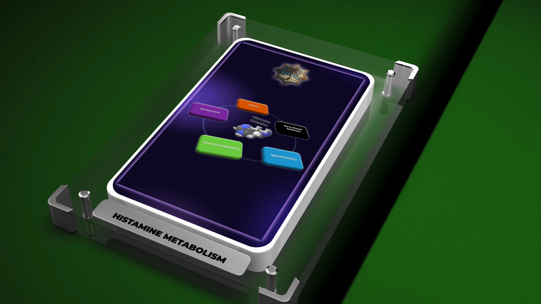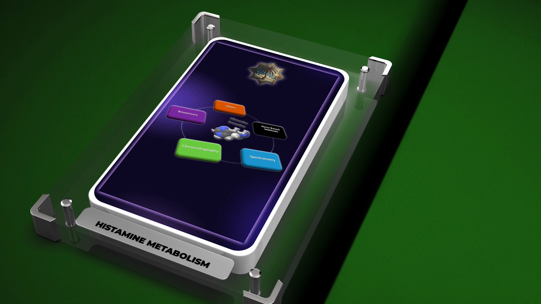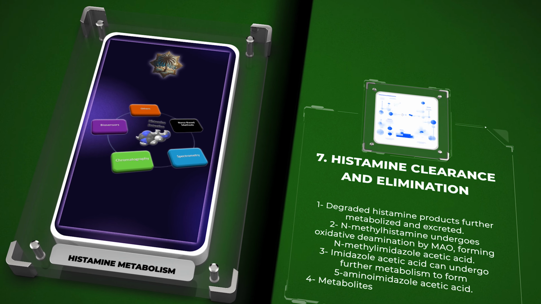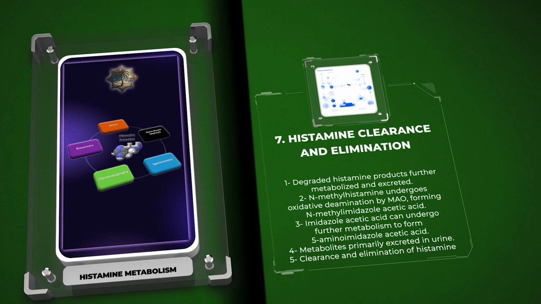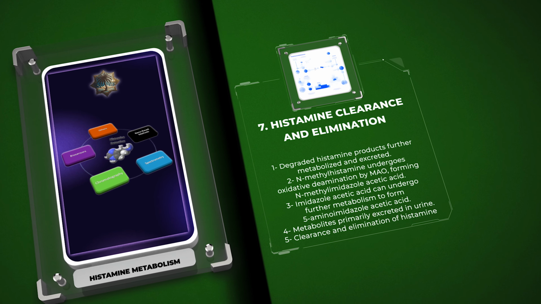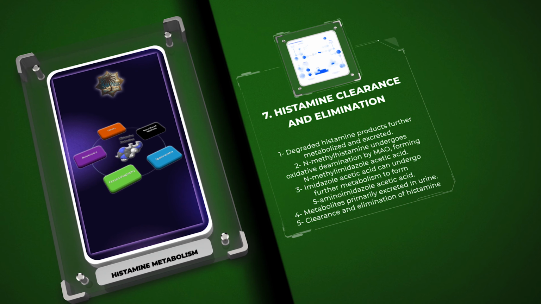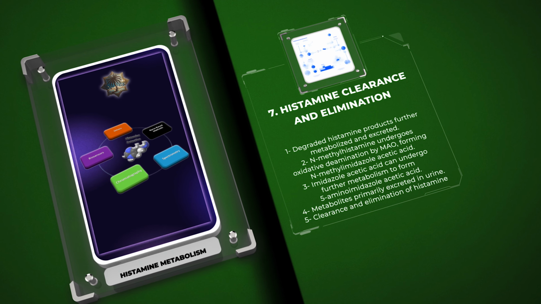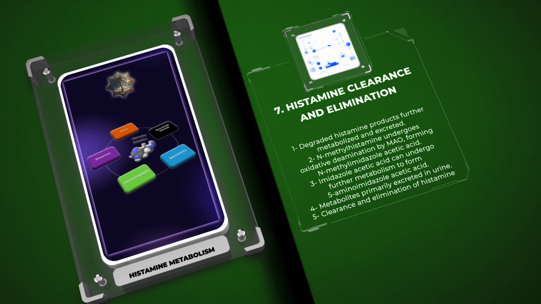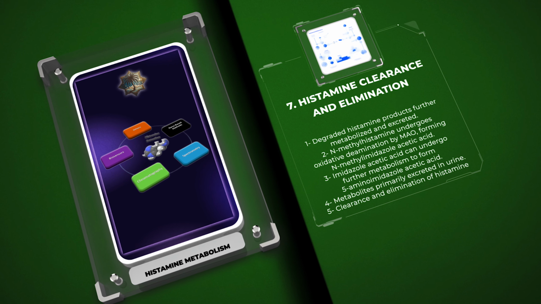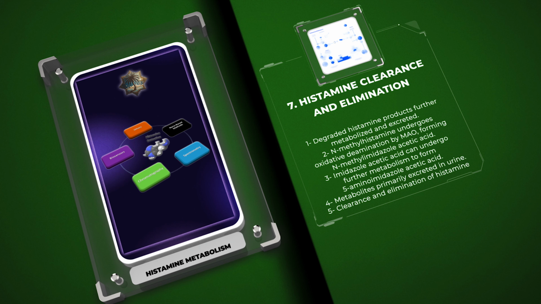Once histamine is degraded, the resulting products are further metabolized and eventually excreted from the body. N-methylhistamine undergoes oxidative deamination by monoamine oxidase, MAO, to form N-methylimidazole acetic acid. Imidazole acetic acid, resulting from DAO activity, can undergo further metabolism to form 5-aminoimidazole acetic acid. These metabolites are then excreted primarily in urine. The clearance and elimination of histamine metabolites help maintain histamine homeostasis in the body.